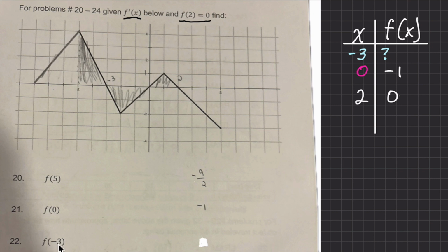Next, in number 22, we're asked to find f of negative 3. I went ahead and placed it in the table. So what we can do is we could start now at x equals 0 because we have its f value. So I'm going to find the net change between x equals 0 and x equals negative 3. And whatever this net change is, we're going to add that to the value of negative 1. The net change can be determined by the area under this curve. So here we can't quite count boxes. So this is a base of 3 and a height of 2. 3 times 2 is 6. 1/2 of that is 3. And this is going to be negative area because it's underneath the curve.